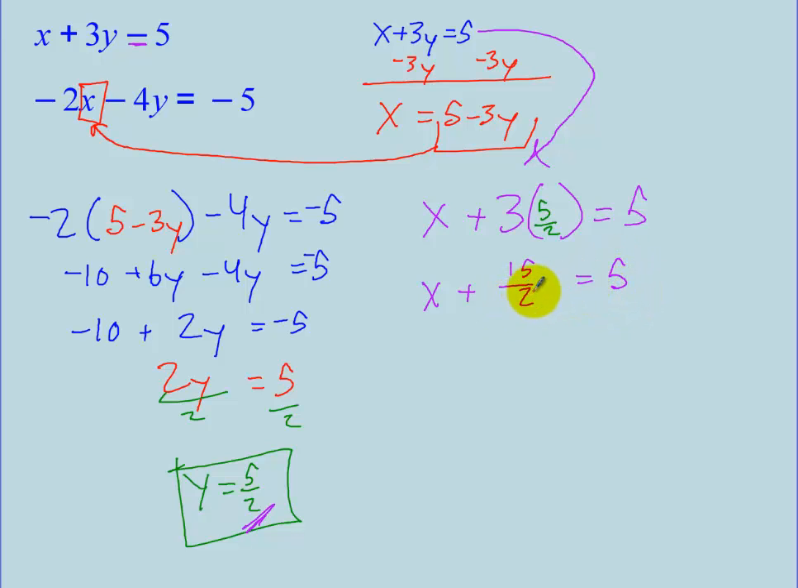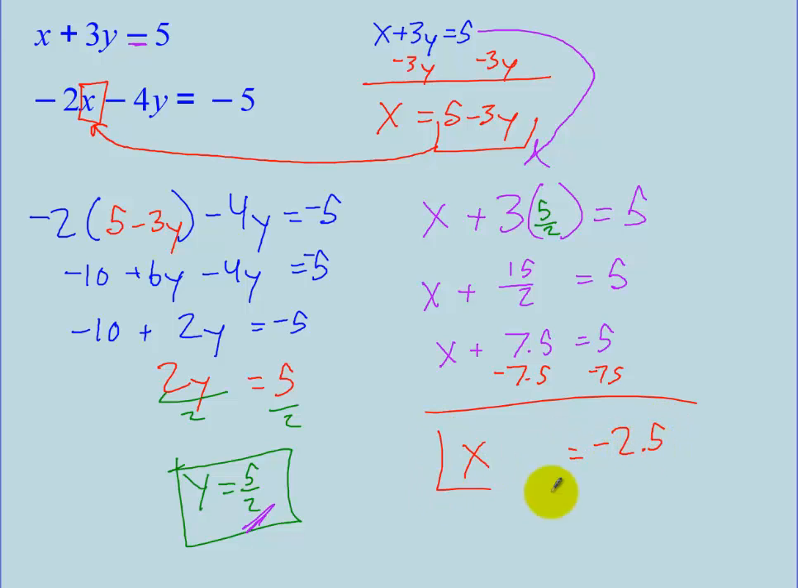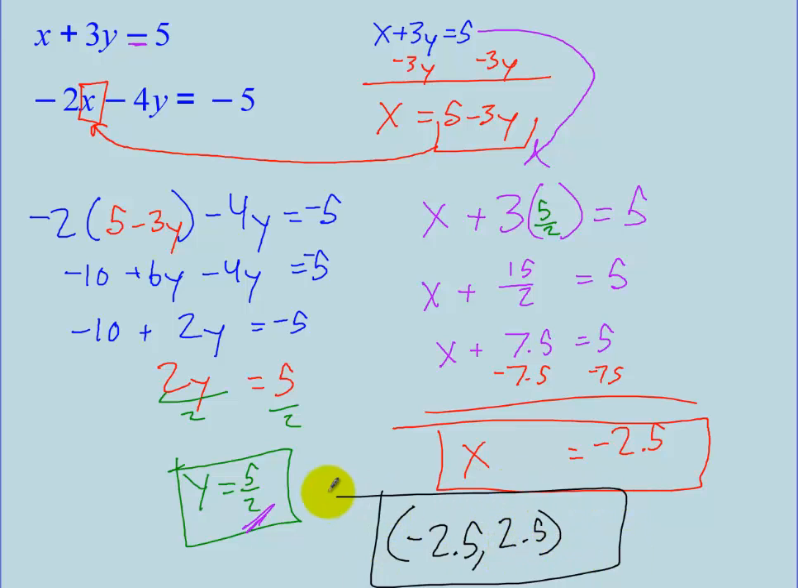I'm going to convert that to a decimal, so x plus 7.5 equals 5. I'm going to subtract 7.5 on both sides. When you do that, x equals negative 2 and 5/10, so negative 2.5. So that's my x, that's my y. I want to write that as an ordered pair at the bottom: negative 2.5, and y is 5 halves, or you can write that as positive 2.5. That's your solution.